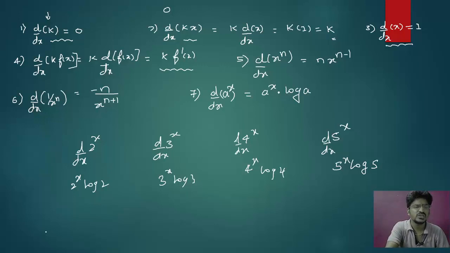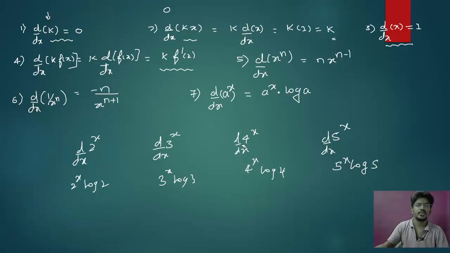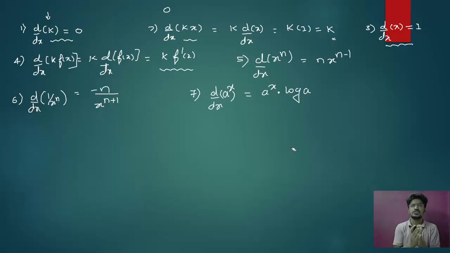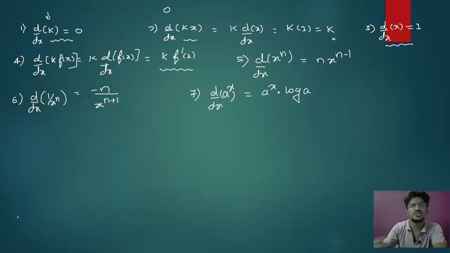So now you have understood 7 problems. So before going to the next problem, what you have to do, these 7 formulas must be perfect for you. For that, what you have to do? See, you have to take some examples on your own. Don't go for NCERT exercise or anything. You have to create your own problems.